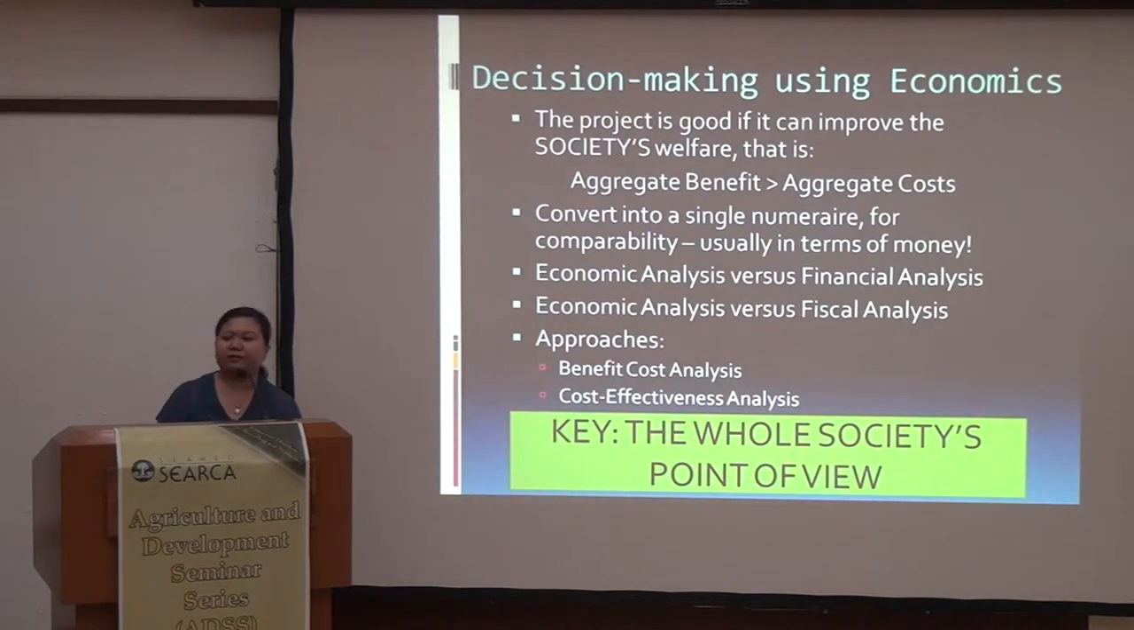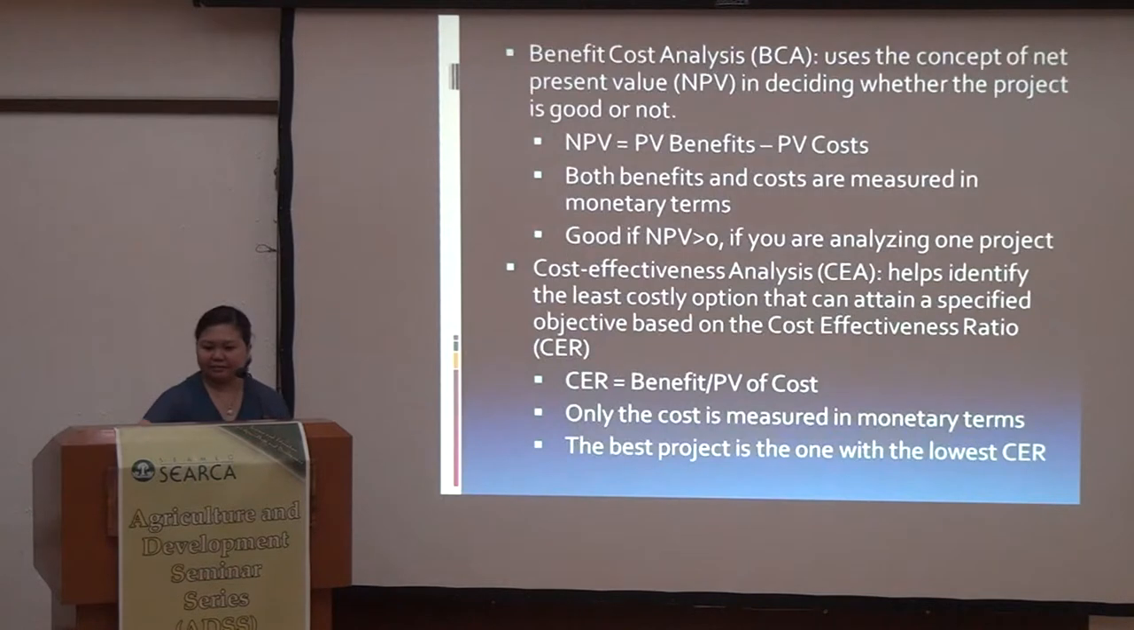It is also different from cost-effectiveness analysis. With BCA, we use the concept of net present value in deciding whether the project is good or not. Net present value is simply the present value of benefits minus the present value of costs. Both benefits and costs are measured in monetary terms. And we consider a project as good if the NPV is positive, or greater than zero.